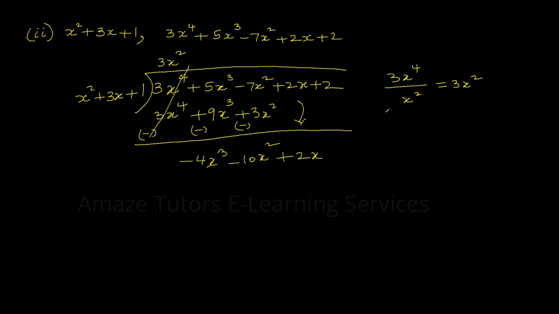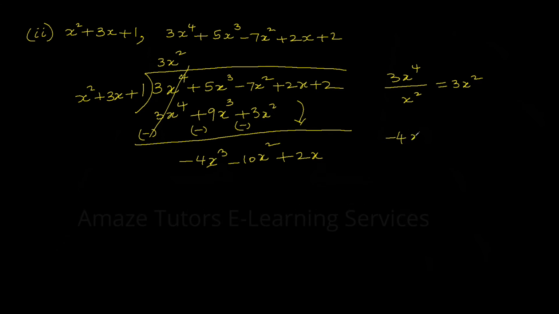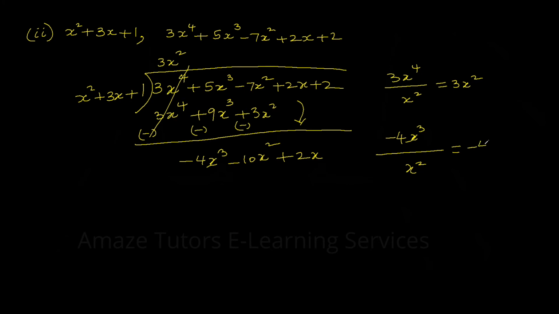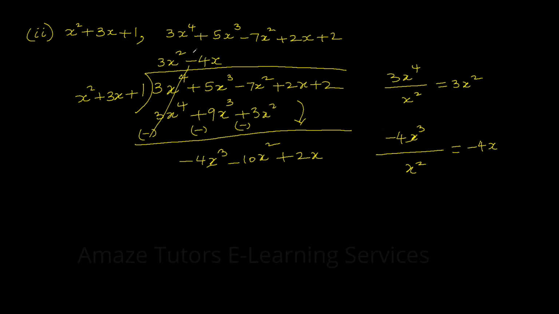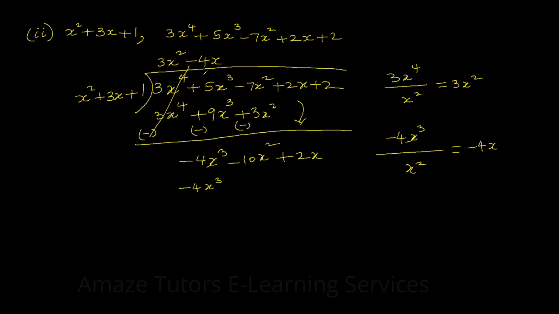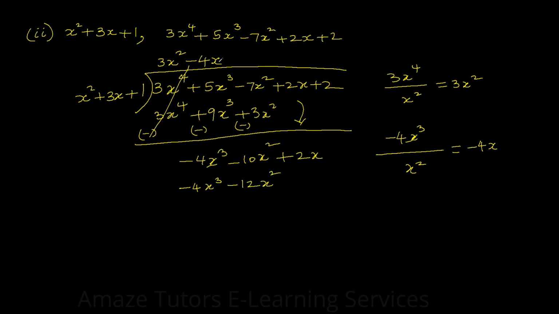Now repeat the same step. Divide the first monomial of the dividend by the first monomial of the divisor, which is x squared. So negative 4x is the answer that comes here. Now multiply the negative 4x by this trinomial x squared plus 3x plus 1. Negative 4x times x squared is negative 4x cubed. Negative 4x times 3x is negative 12x squared. Negative 4x times 1 is negative 4x.